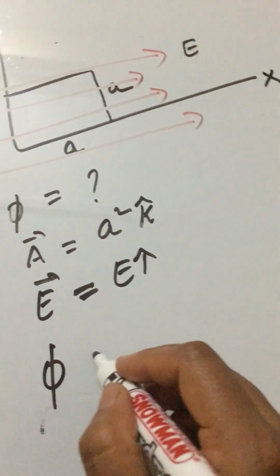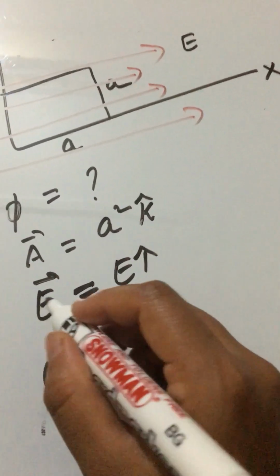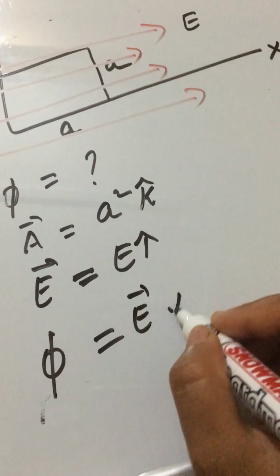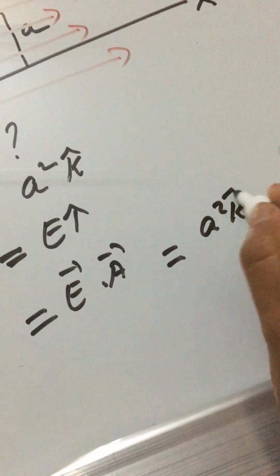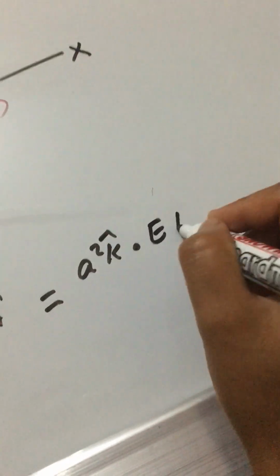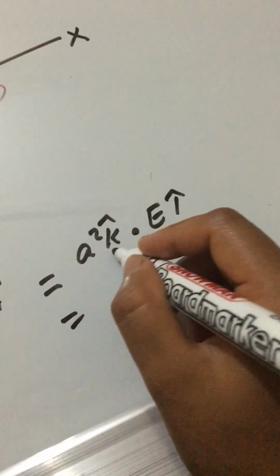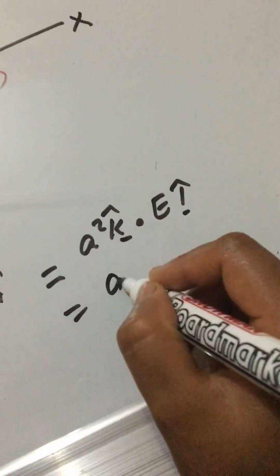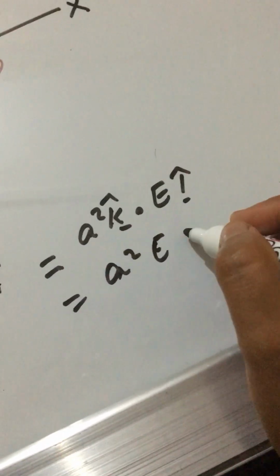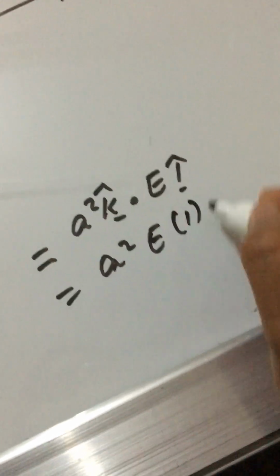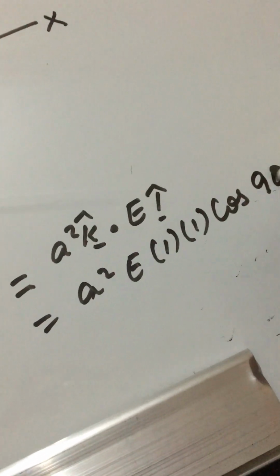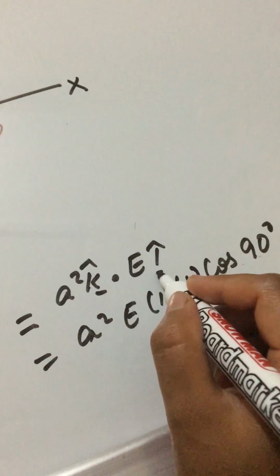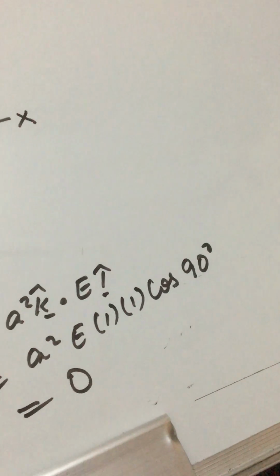Now what is the flux? Flux is equal to E dot A, right? Then this is equal to a squared k dot E i cap, right? Now what is the angle between k and i? K and i are unit vectors; the magnitude of k is 1, i is 1. Cos of how much? The angle between the z-axis and x-axis is 90 degrees. So what is the flux? The flux through it is 0.